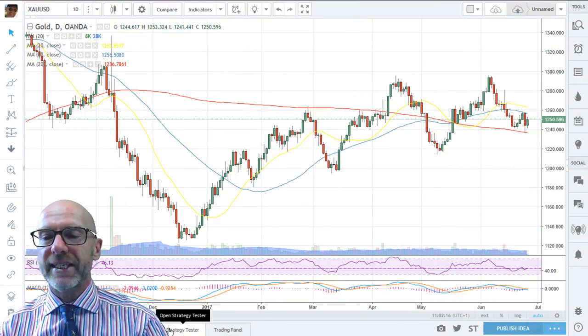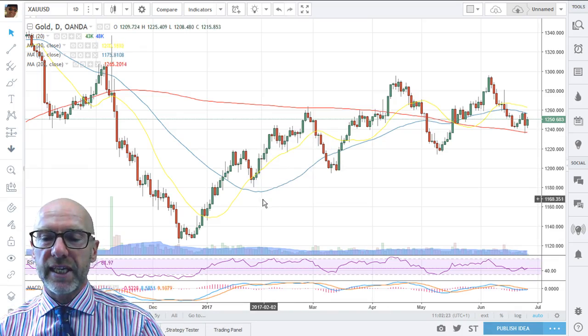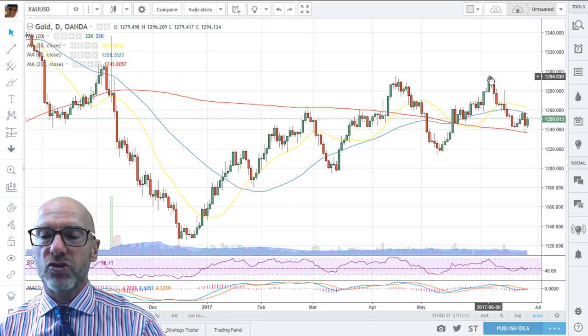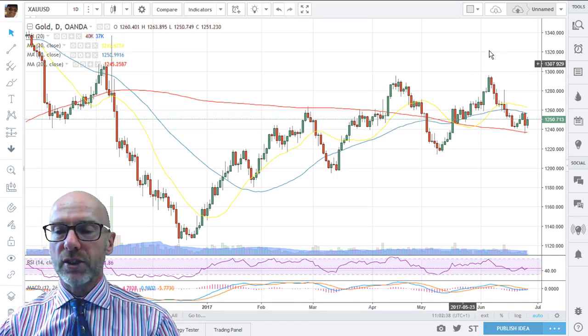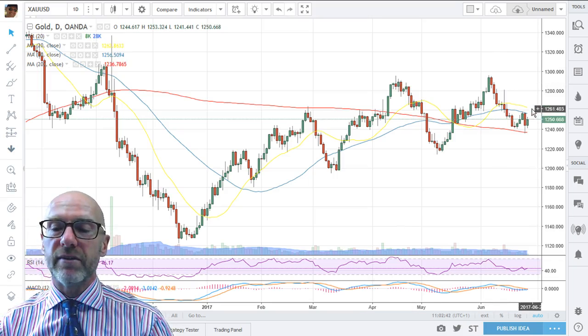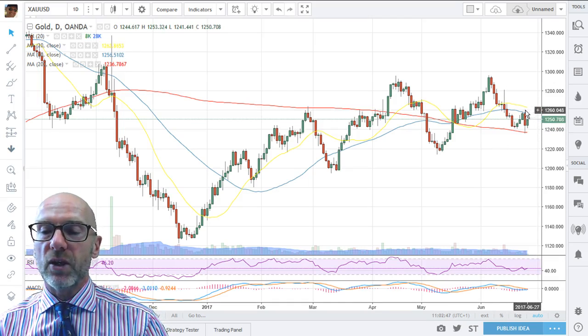So here we have the daily on the gold, and each candle represents one day's trade. You can see the pattern of higher lows and higher highs, the uptrend. The high on the 6th of June was higher than the high on 17th of April, so the uptrend remained in place. So that's a positive.